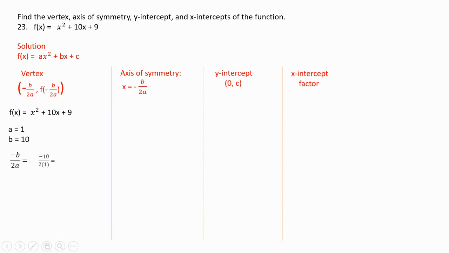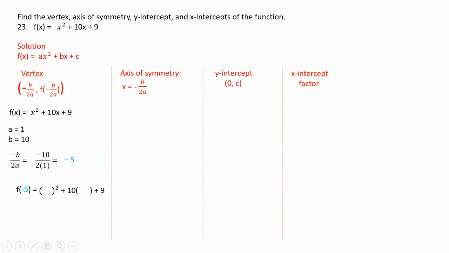So negative b over 2a is equal to negative, right? b is 10 and a is 1. So plug it in there. This will give us negative 10 over 2, which will be equal to negative 5. So that's my x part of the vertex. Now, for the y part, all we do is plug in what we found, the negative b over 2a, into the original function to find the y part of the vertex.